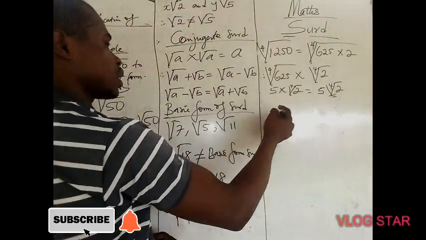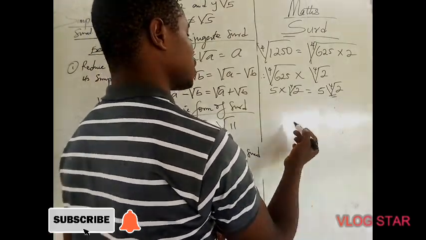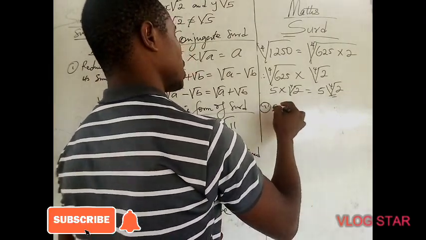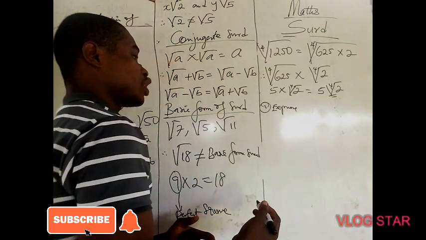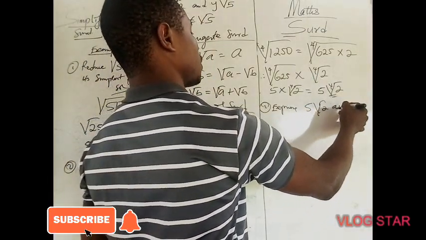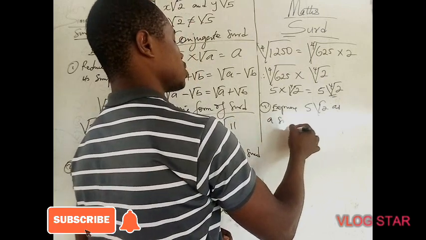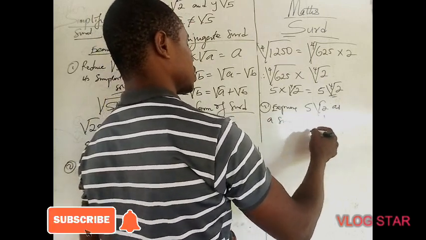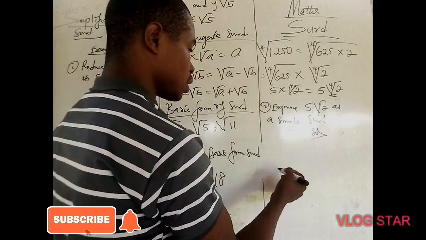Now let's go down to this particular one, the single surd. How do we express it as a single surd? Let's go down to example 2. Express 5 root 2 as a single surd. How do you express it as a single surd under solution? 5 root 2 as a single surd.